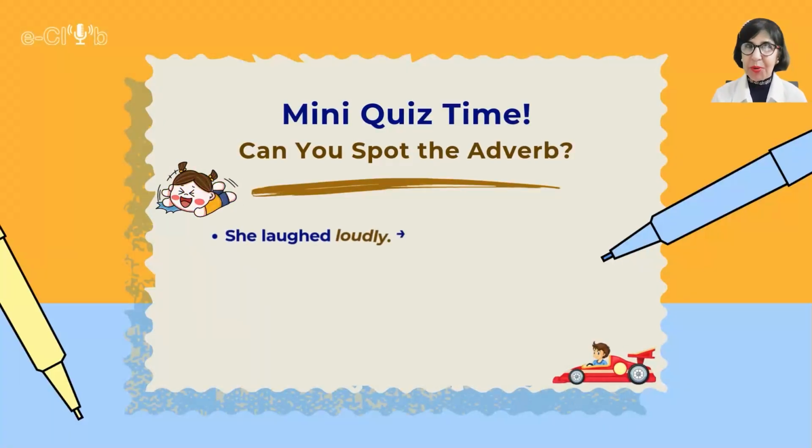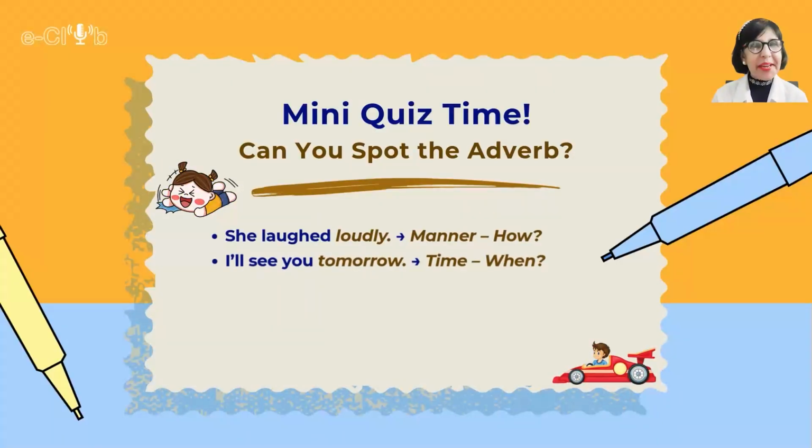She laughed loudly. The adverb here is loudly. Why? It describes how she laughed, modifying the verb laughed. It's an adverb of manner. I'll see you tomorrow. The adverb here is tomorrow. Why? It tells us when the action will happen, modifying the verb see. It's an adverb of time.